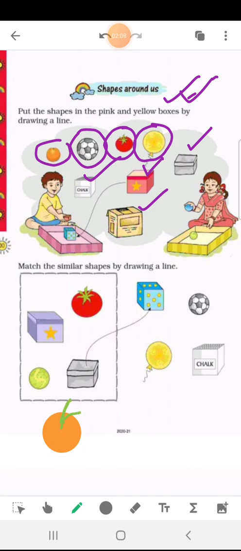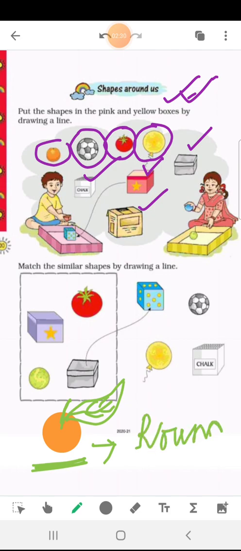So see students, this is an orange. So if it is an orange, see the shape of the orange is round. So all of you write down students, this shape is called round. This is a round shaped orange. So all of you write down, the shape of the orange is round.